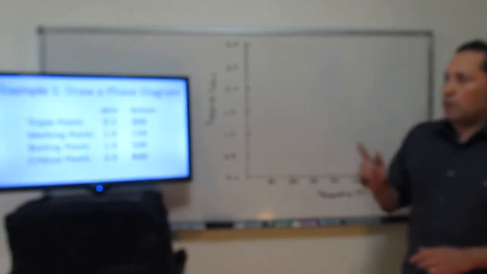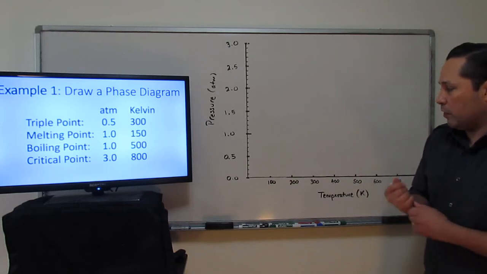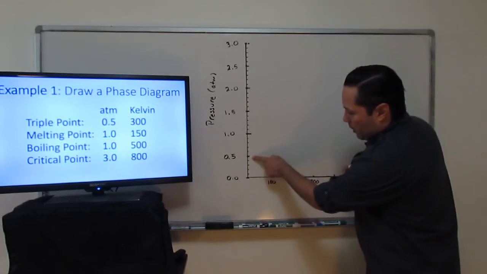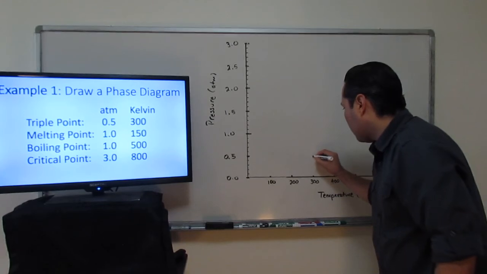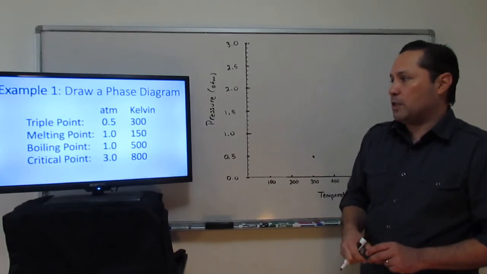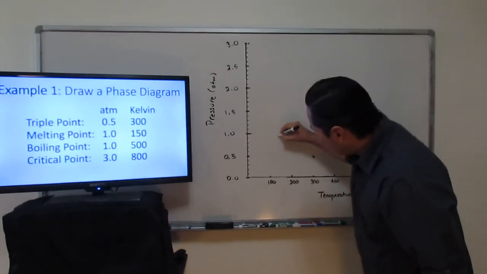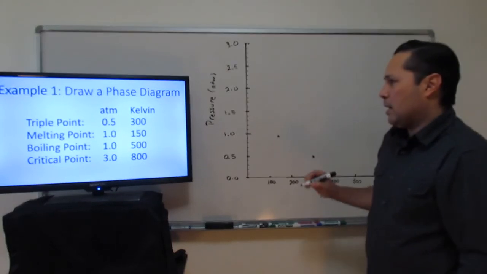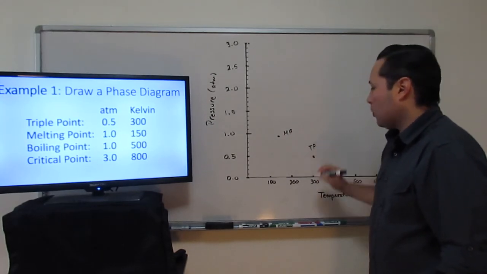So let's go ahead and get started. First of all, the triple point. The triple point is at 0.5 atm and 300 Kelvin. So for our pressure, it'll be 0.5 atm and 300 Kelvin. So we're roughly going to put it around this spot right here. Next, melting point at 1 atm and 150 Kelvin. So it'll be 1 atm, 150 Kelvin, somewhere around this spot right here. Now let's go ahead and label it MP for melting point and TP for triple point.